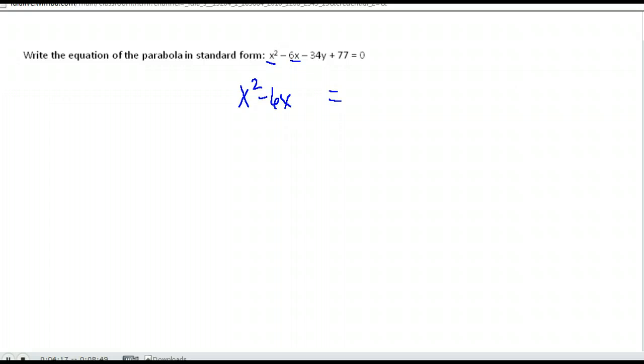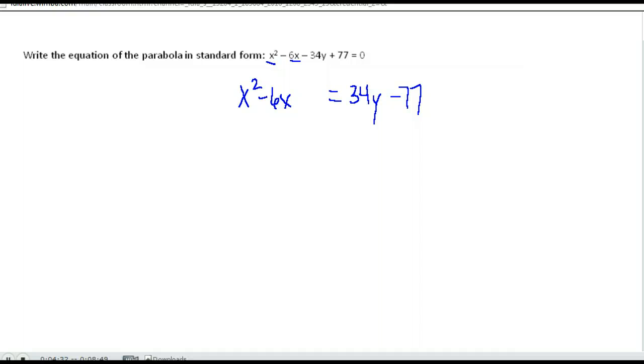Everything else I'm going to move to the right-hand side. And always leave a space right there before you put your equal sign. It just makes it easier to complete the square. So I move the negative 34y to the other side. I'd have to add that. So I get positive 34y. And I'd have to subtract the 77 from both sides.